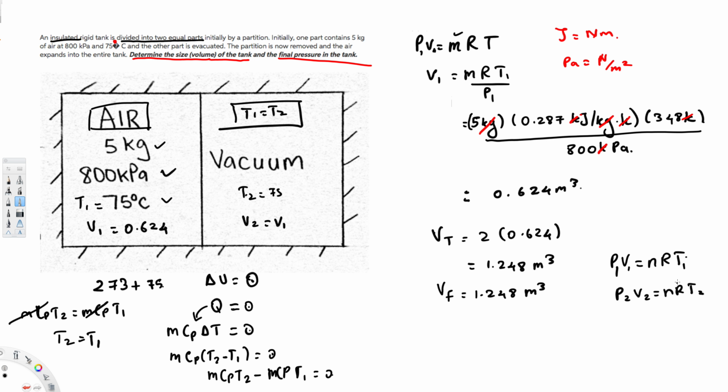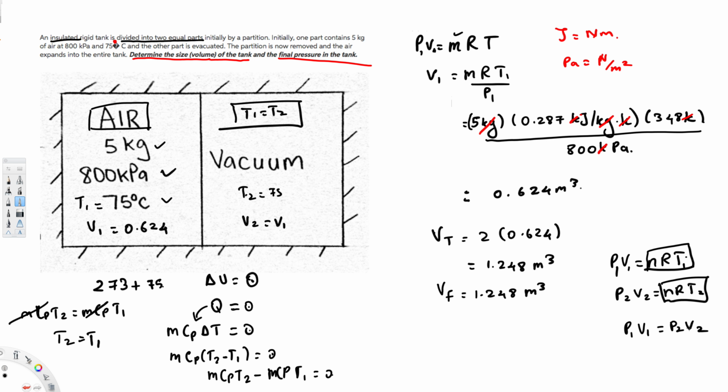So if you notice, this whole value is going to be same because the temperature is same, right? Temperature is same, n is same, R is same. So we can equate both of them. P1 V1 is equal to P2 V2, right?